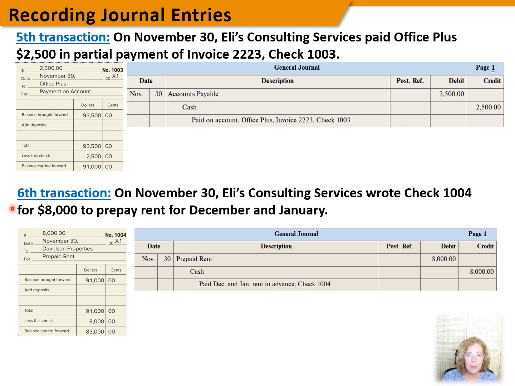Next, for our sixth transaction, Eli's Consulting Services wrote check 1004 for $8,000 to prepay rent for December and January. Again, this is not proper documentation. In this case, I would like to see the rental agreement and a copy of the check or other payment remittance. For this business transaction, we debit prepaid rent for $8,000 and credit cash for $8,000.